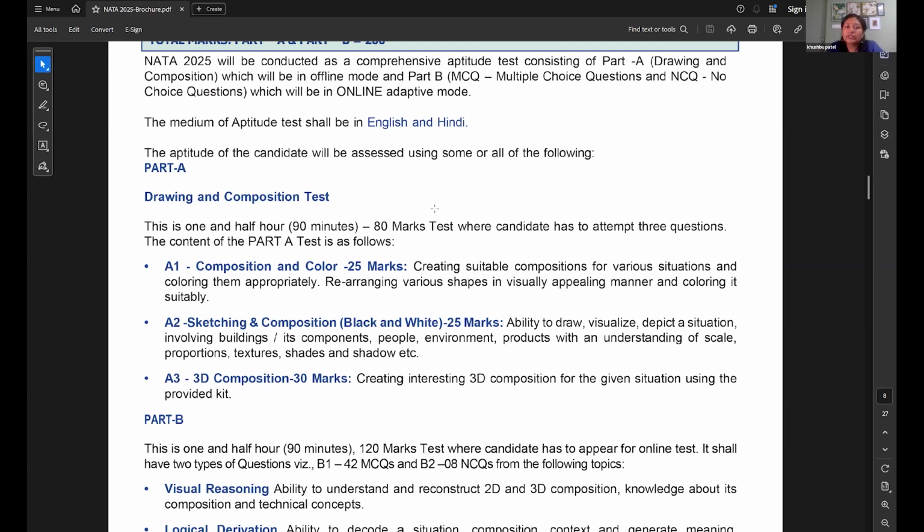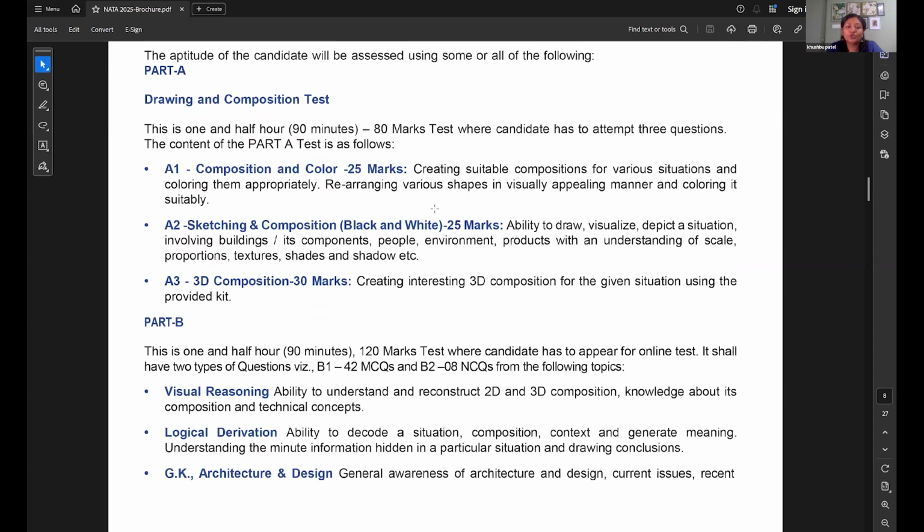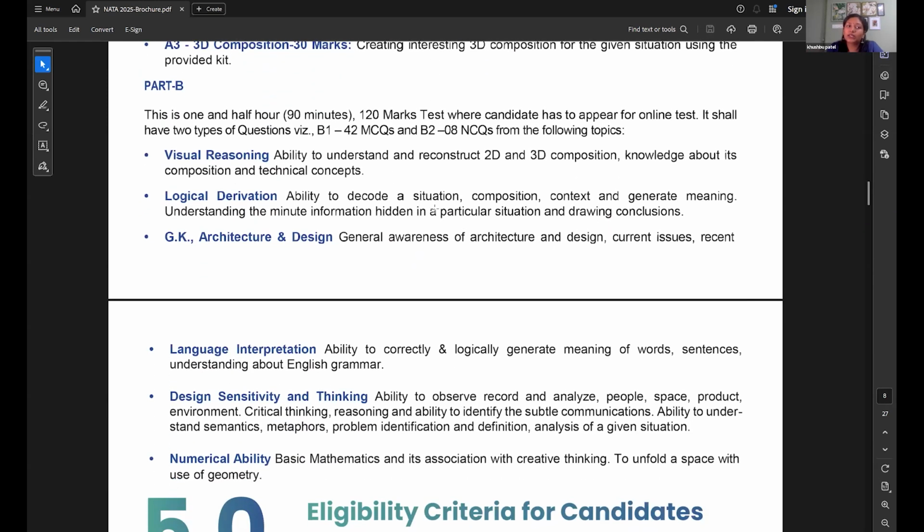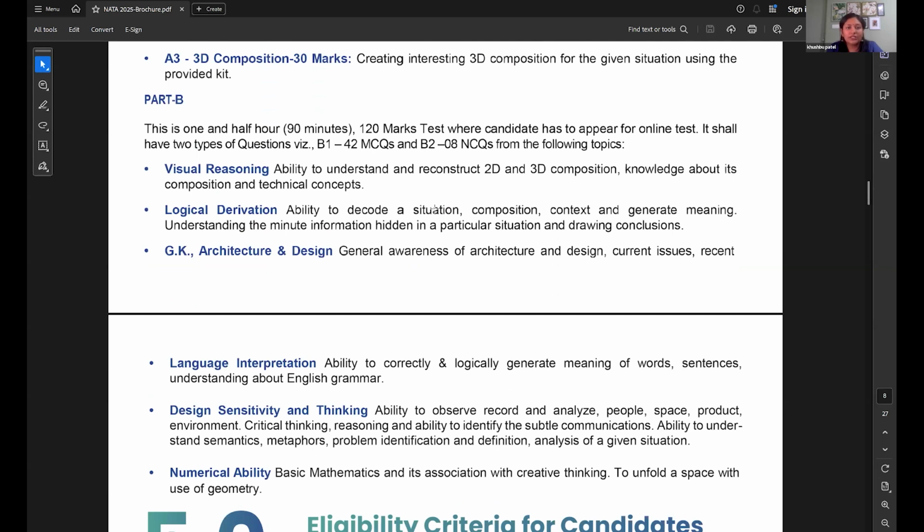Then comes the second part of the examination, which is part B. This is again a 90-minute test with 120 marks in total. MCQ questions, as explained, will be 42 in number, and you will be given suitable options. You have to choose and tick the right one as you feel.